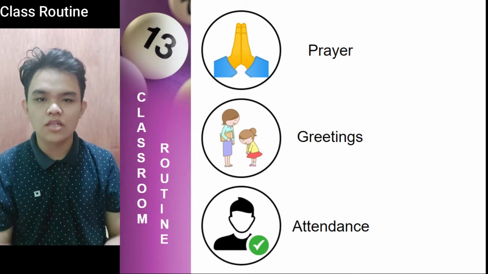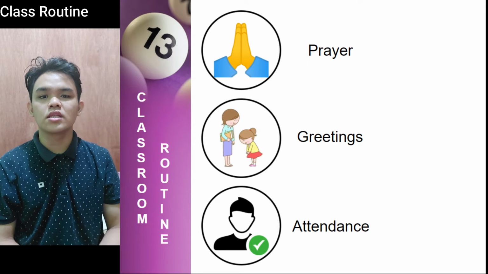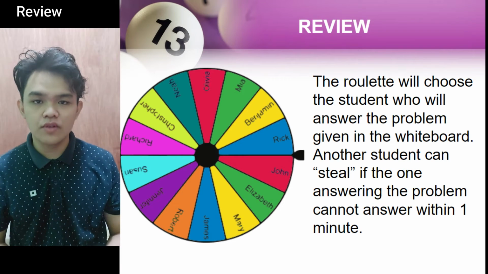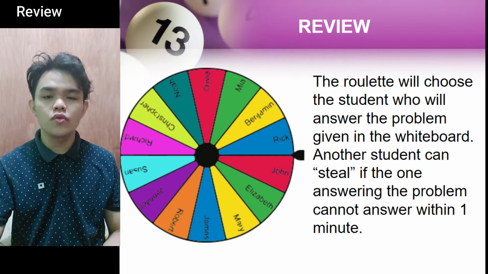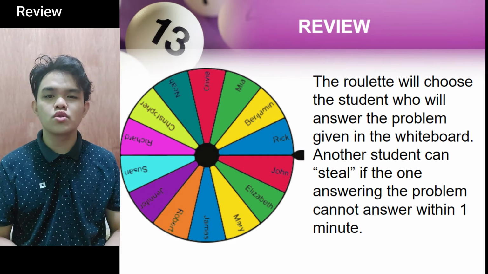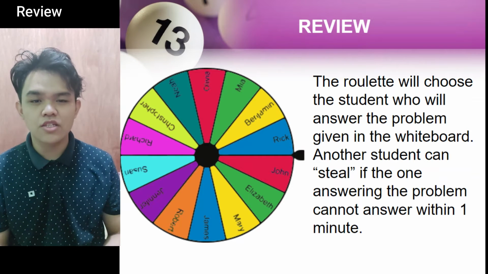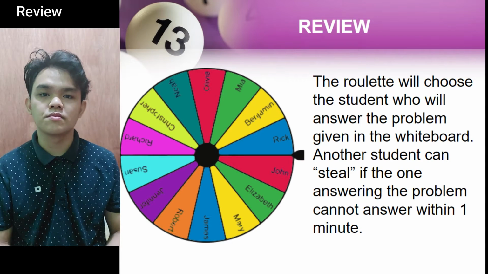Now let's say a classroom routine is already established by prayer, the greetings, and the checking of the students' attendance. Now for the review. There will be a problem given to the students. A wheel roulette with all the names of the students will choose the student who will answer the problem. If that student cannot answer in 1 minute, someone can steal the chance to answer the problem.